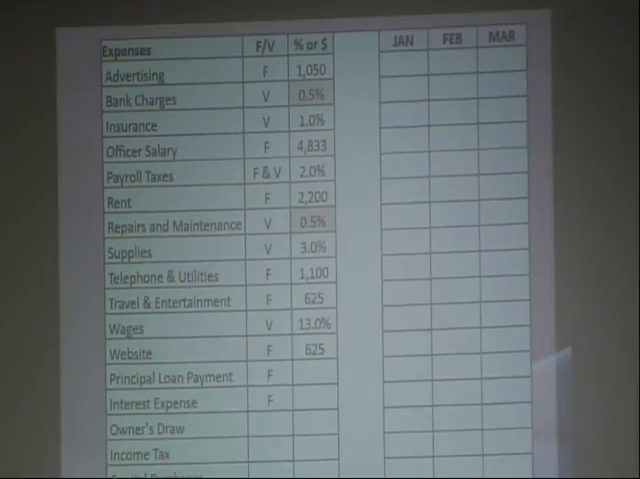Officer salary, that's the owner. It's fixed. Payroll taxes, it says something strange there. It says fixed and variable. And what that means is part of my payroll is fixed, isn't it? Part of my payroll I've identified as variable.